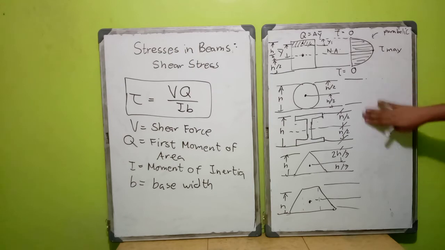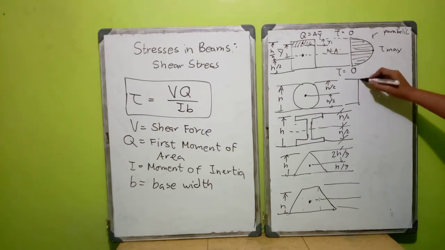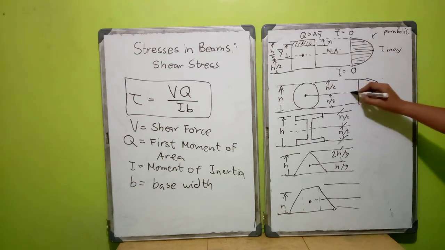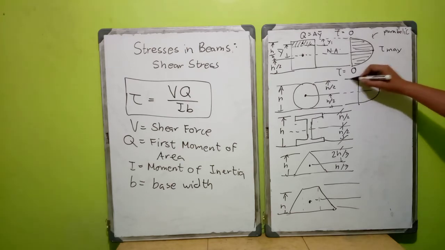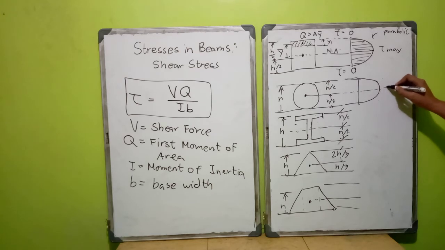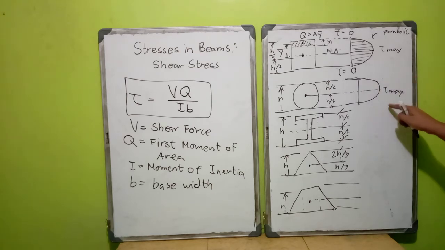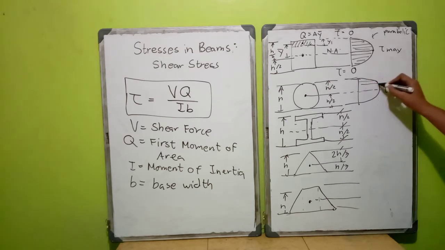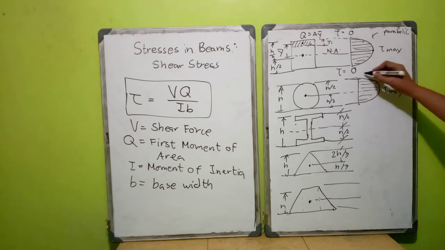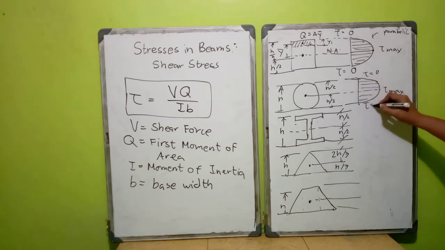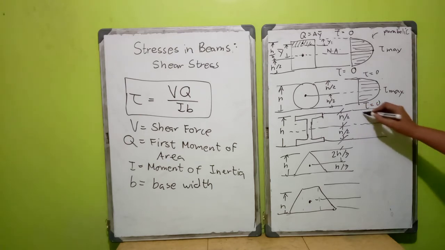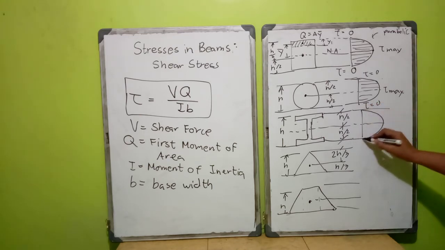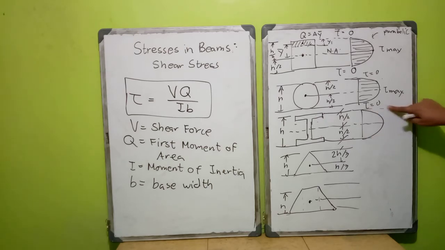Here, most likely it's a shear stress diagram. We talk about the shear stress diagram. It will be also like this, in which your tau max or your maximum shear is located also at the middle, since its neutral axis is located at the middle. Also for the I section.